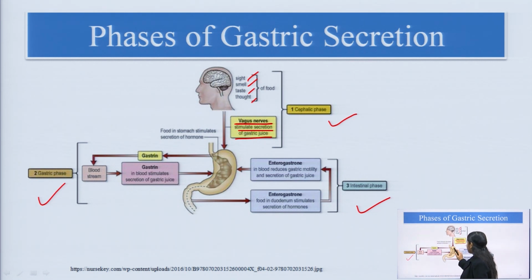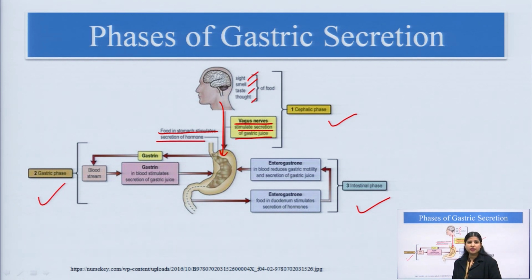Now, the food has reached the stomach. When the food reaches the stomach, the second phase starts, the gastric phase. In this, the food in the stomach stimulates the secretion of the hormones.